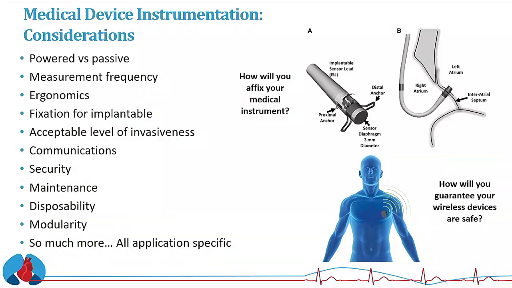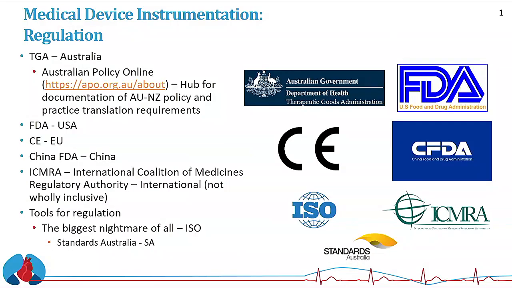And also, is there a way that you can modularize your device, either to make more money from it or to reduce the complexity of the device? And there are so many more considerations that you have to keep in mind, and all of them are application specific. So when you're designing a device, you should have a very clear application and market in mind, and then tailor your device to meet those specific needs.